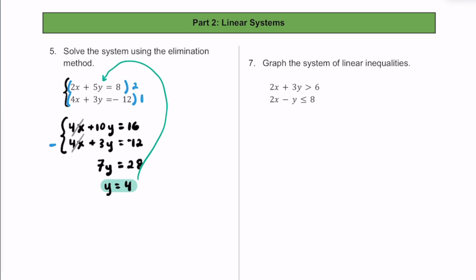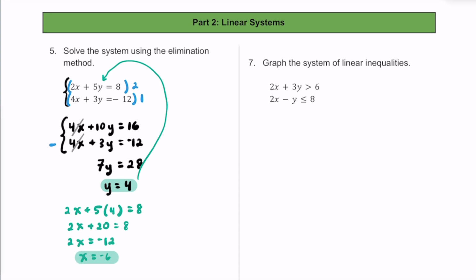All right, so substituting that in, it's going to be 2 multiplied by x plus 5 multiplied by 4 is equal to 8. And so if we simplify this a bit, we have 2x plus 20 is equal to 8. If we take away 20 from both sides, we're going to get 2x is equal to -12. And dividing both sides by 2, we're going to get x is equal to -6.